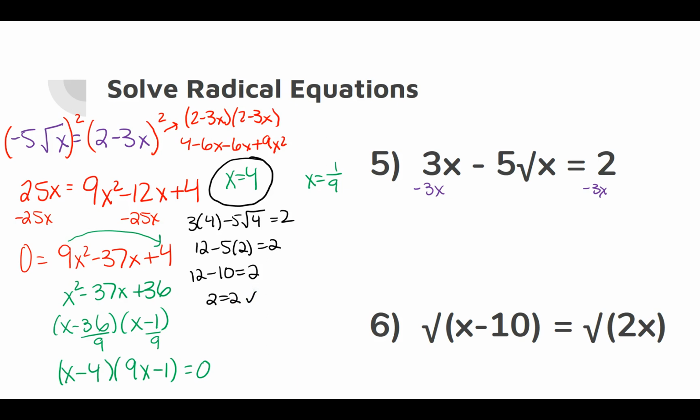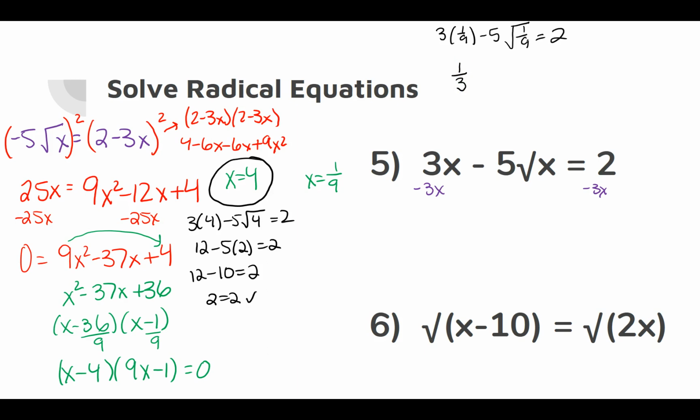Alright, let's check 1/9. Plug it into our original. We'll come up here. 3 times 1/9 minus 5 times the square root of 1/9. Does that equal 2? Okay. What is 3 times 1/9? 3/9, which simplifies to 1/3. Good.